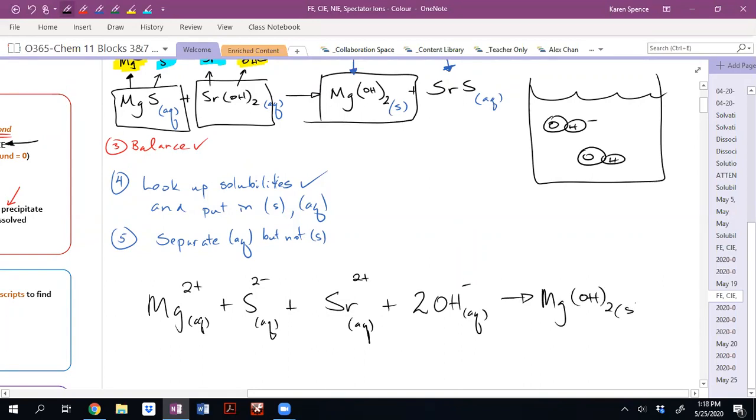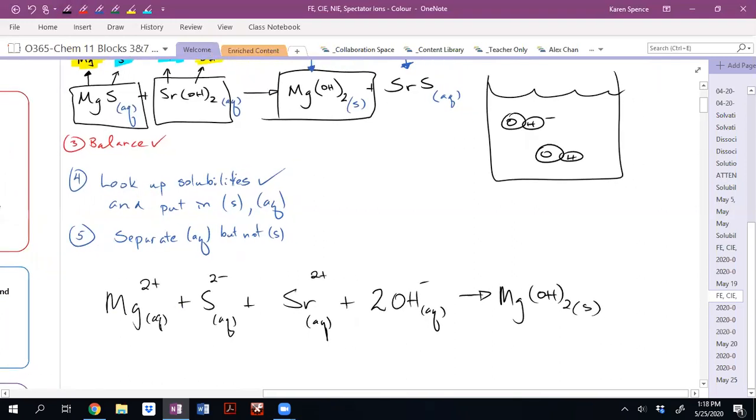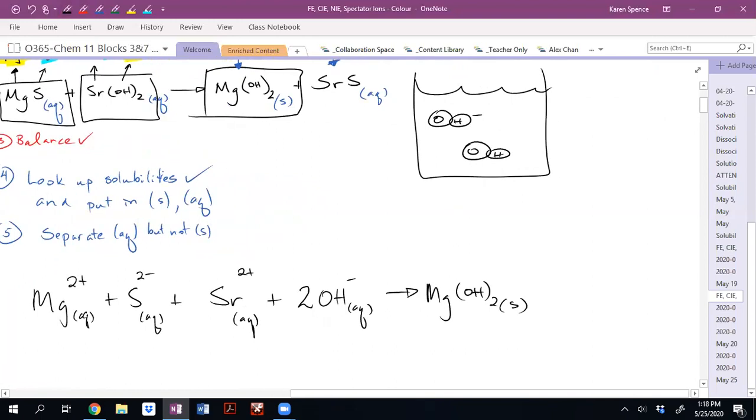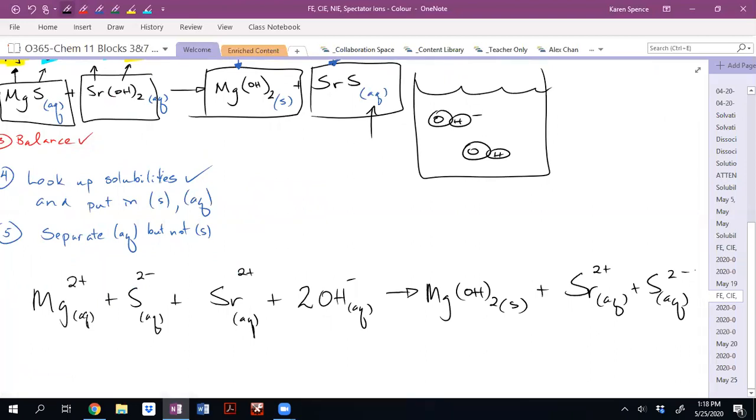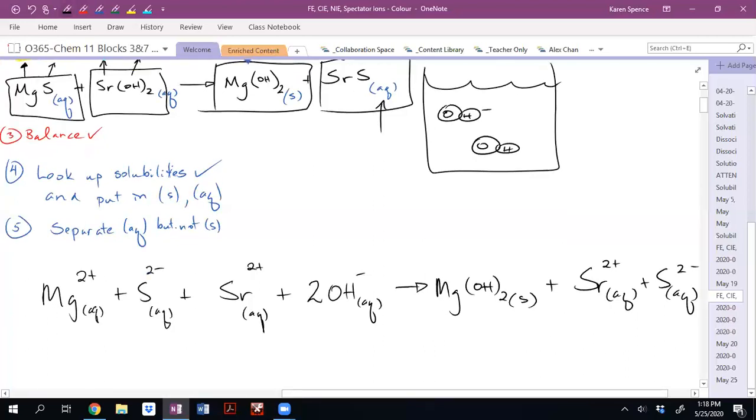That's a solid. And then shove this over a little bit so I've got room to finish. Our last compound is strontium sulfide, aqueous, so we split it apart: Sr aqueous plus S aqueous, and I shouldn't forget my charges. There we go. Okay, so once you have split that up, you have done steps 4 and 5, and that's it for the complete ionic equation.